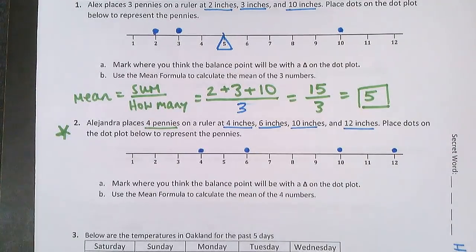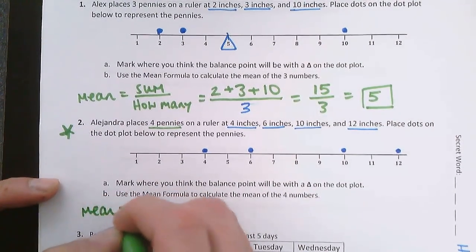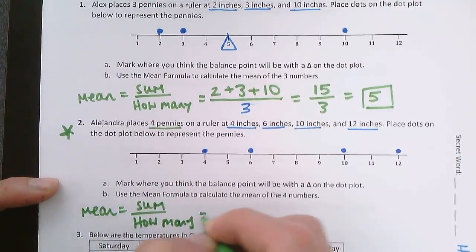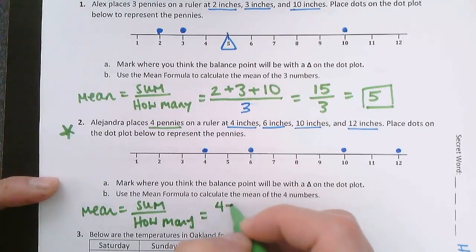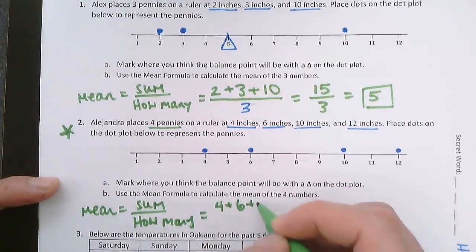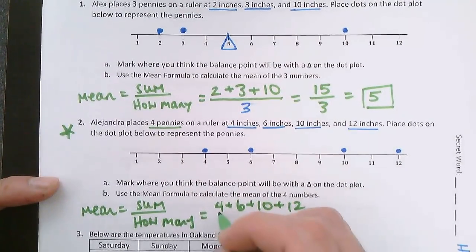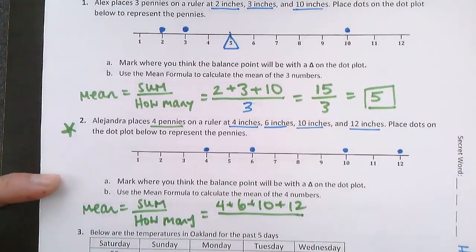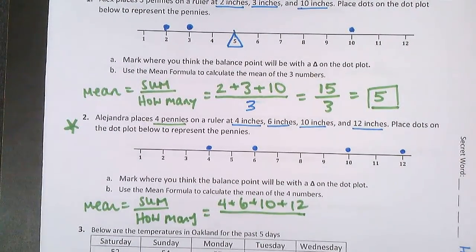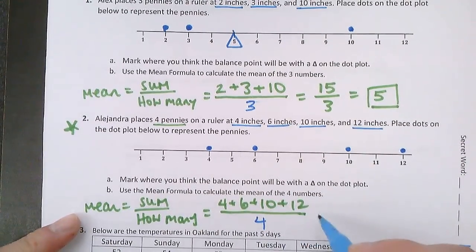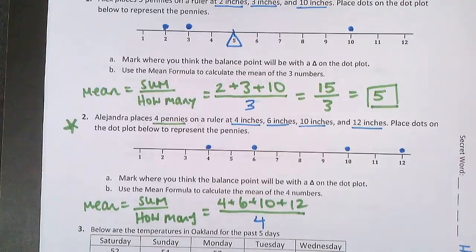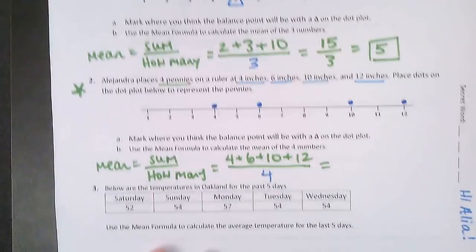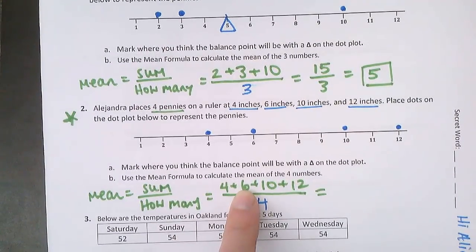Let's calculate it out. Remember, the mean is equal to the sum of all the numbers divided by how many numbers there are. So that would be, I have a 4 plus a 6 plus a 10 plus a 12 divided by how many numbers there are. There are 4 numbers because there are 4 pennies. So I'm dividing all of that by 4. And let's see what this equals. You can do it in your head, or you can write it out, or if you need to use your calculator, you can. 4 plus 6 is 10.